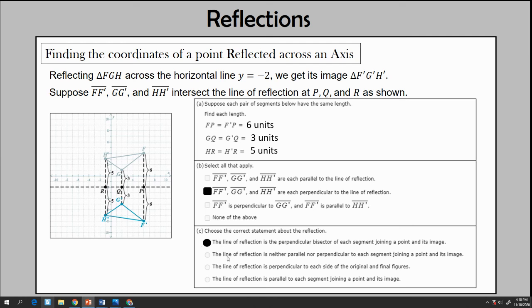If you read the rest of them: the line of reflection is neither parallel nor perpendicular to each segment joining the point to its image. Well, it's perpendicular. The line of reflection is perpendicular to each side of the original figure and the final figure. No, this line of reflection is not perpendicular to these lines, which make up the image. And the line of reflection is parallel to each segment joining the point to its image. No, it's perpendicular. So that's that.